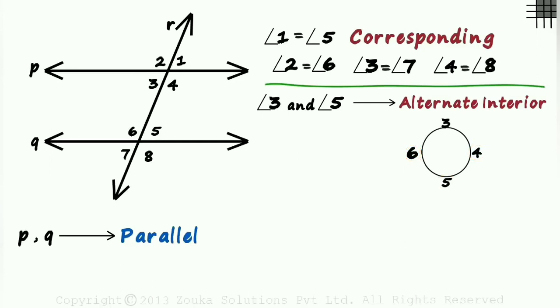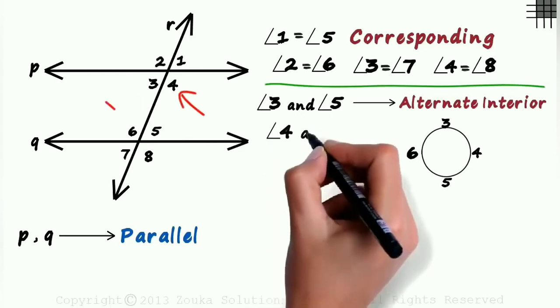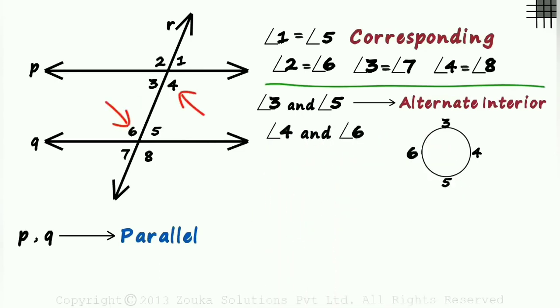In this diagram as well, to find alternate of 3, we skip one position and take the next, which is 5. And similarly, angle 4 and angle 6 are also called alternate interior angles. This was the first type of interior angles.